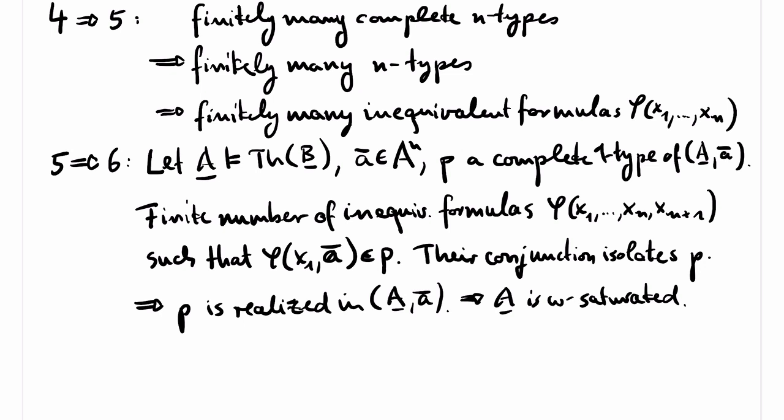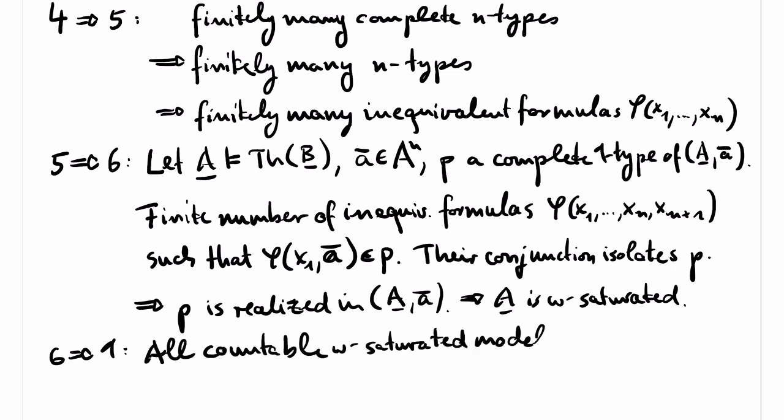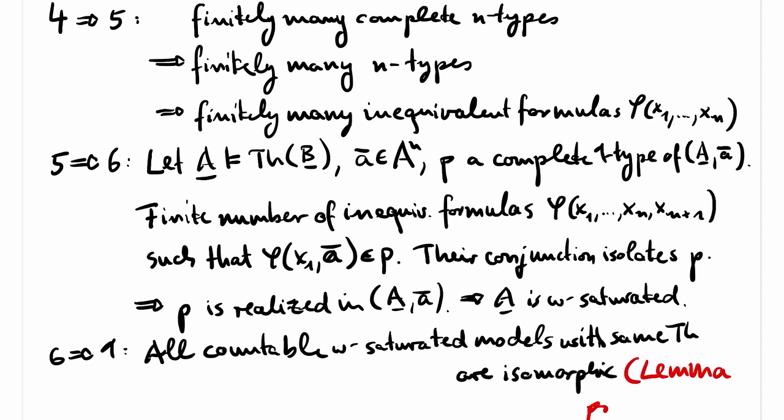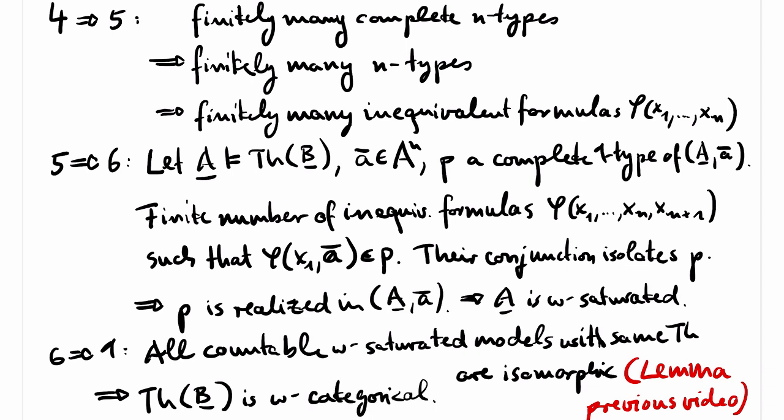For the proof that 6 implies 1, recall that all countable omega-saturated structures that have the same first-order theory are isomorphic. This was a lemma proved in a previous video about saturation via a back-and-forth argument. Therefore, all countable models of the theory of B are isomorphic. In other words, B is omega-categorical.